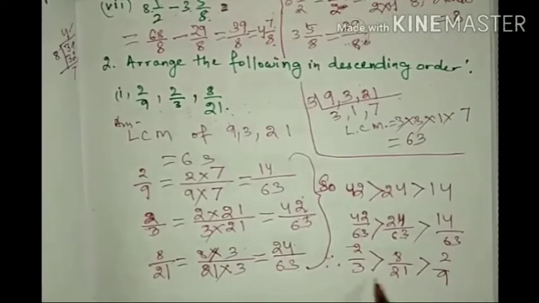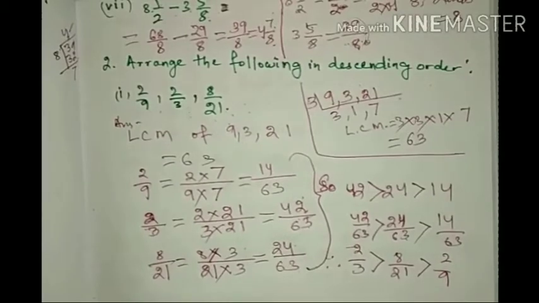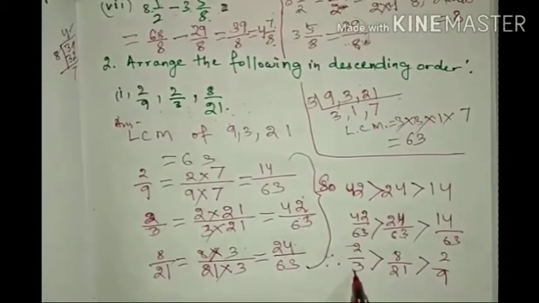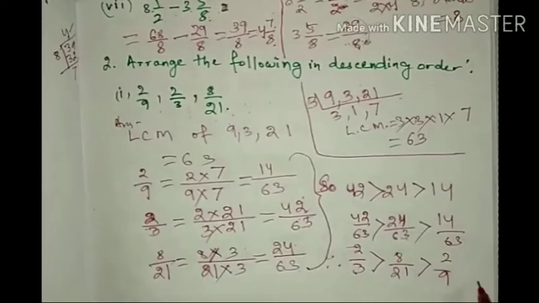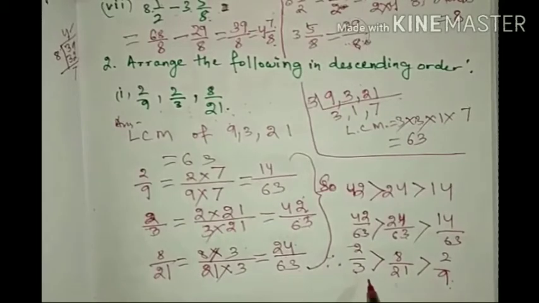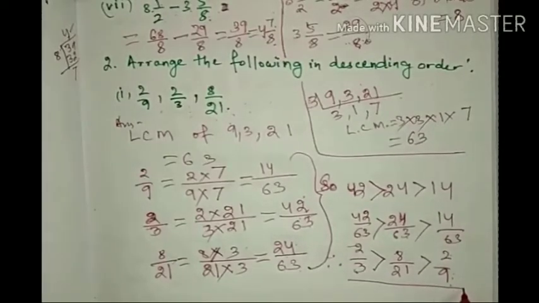So now we have arranged it into descending order. 2 by 3 is the greater number and 2 by 9 is the lesser number. 2 by 3 is the greater fraction and 2 by 9 is the lesser fraction. So this is in descending order.